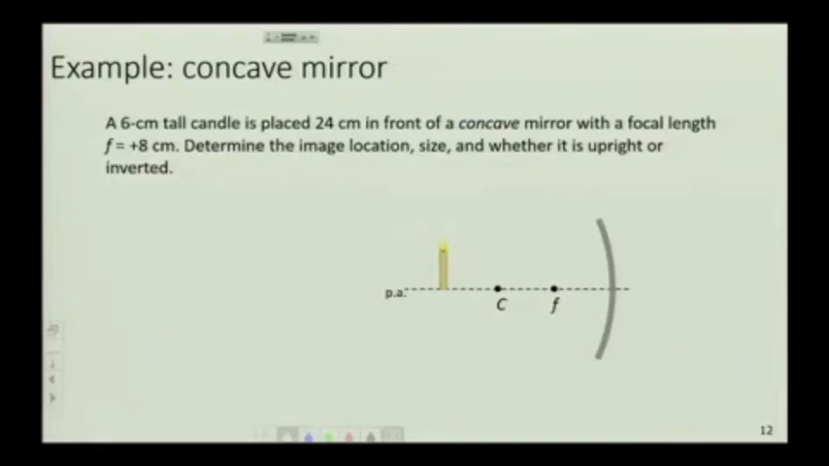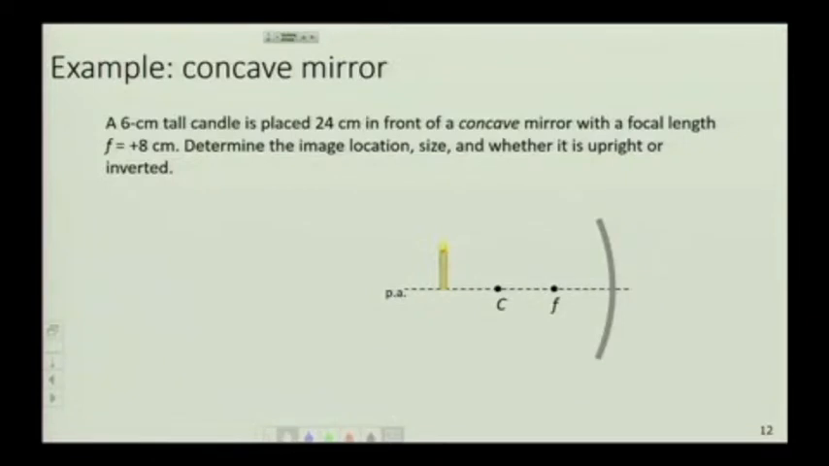Let's do this for a concave mirror. So now, once again, I read you the statement of the question and you try and parse it for me. I have a 6 centimeter tall candle placed 24 centimeters in front of a concave mirror with focal length plus 8 centimeters. Determine the image location, size, and whether it's upright or inverted.